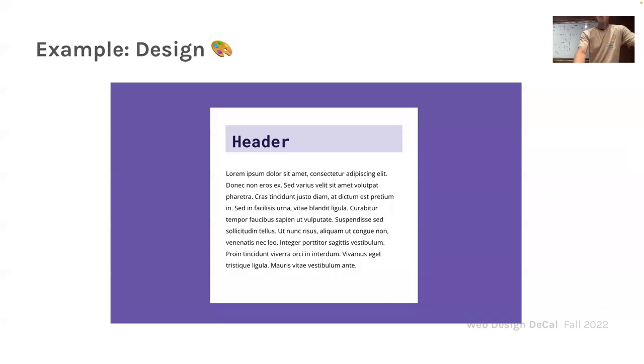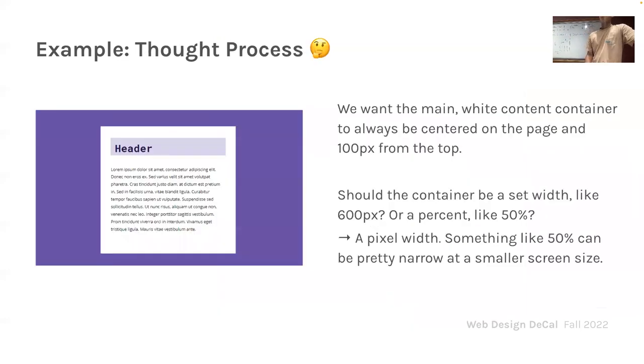So these are pretty much designs where you can break down what a page looks like into different elements. So you have your header, and then your P tag underneath that, and you have the margin between the white box and the outside. I guess the thought process is, you want the white container to always be centered on the page and 100 pixels from the top.